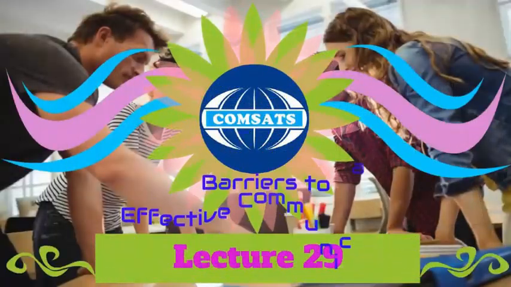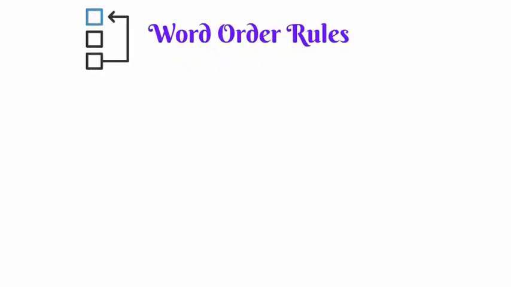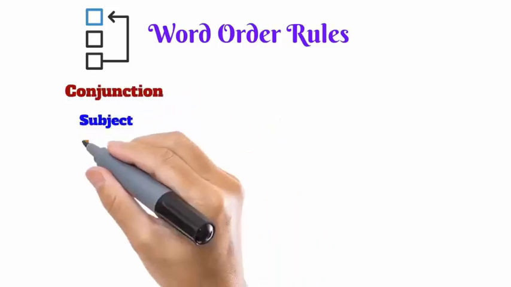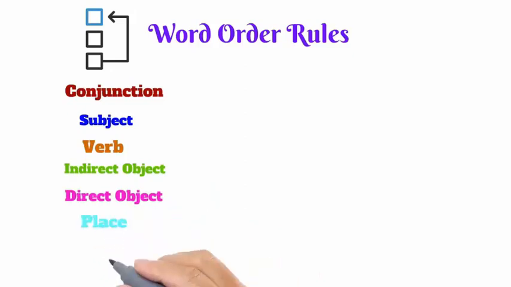Let's summarize the barriers in effective communication as discussed in Lecture 29. We'll start with the rules for arrangement of words in a sentence. The preferred order in a sentence is the conjunction, then the subject and agreeing verb, followed by the indirect object and direct object, which should be followed by the place and time.